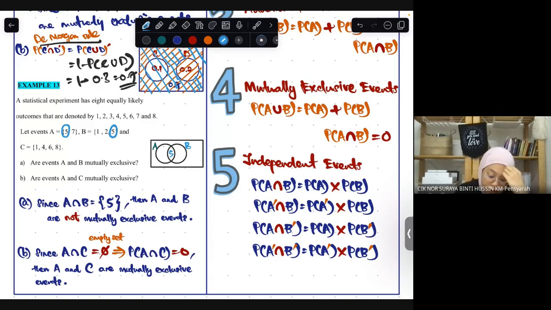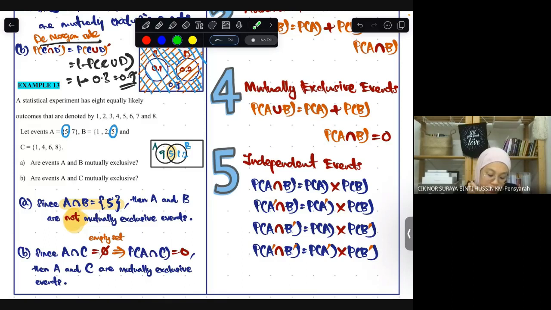Okay, so if you use this Venn diagram, you can see that 7 and 5 is in the circle of A, while in the circle of B, we have 1, 2, 5, isn't it? So there are intersection between them. Since there is an intersection here, it means that they are not mutually exclusive. So buat conclusion begitu sahajalah. Kalau menjawab soalan B pula, are events A and C mutually exclusive or not?